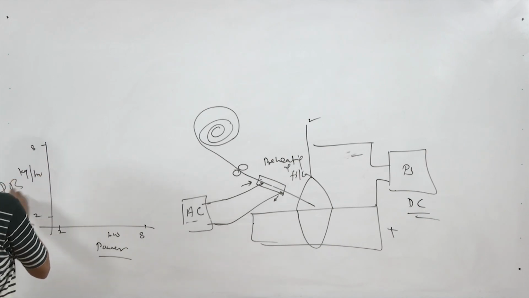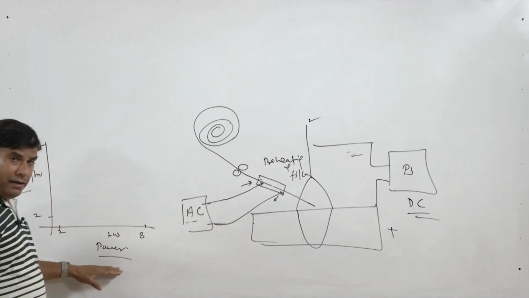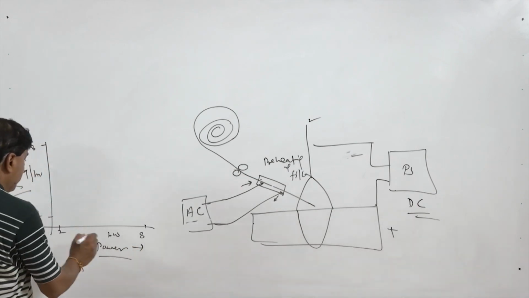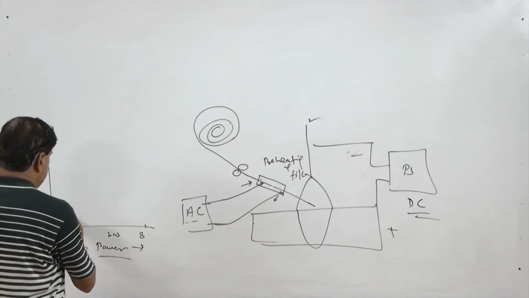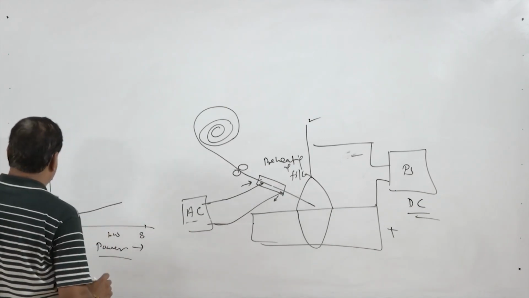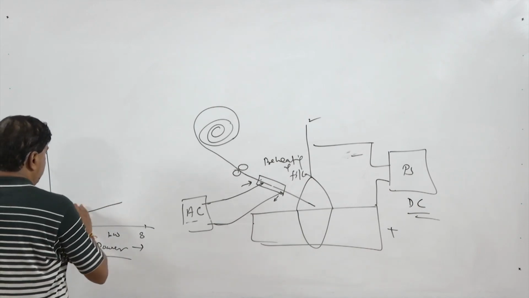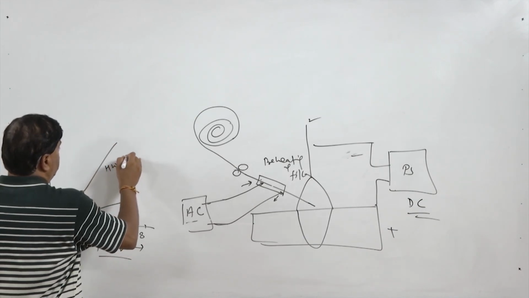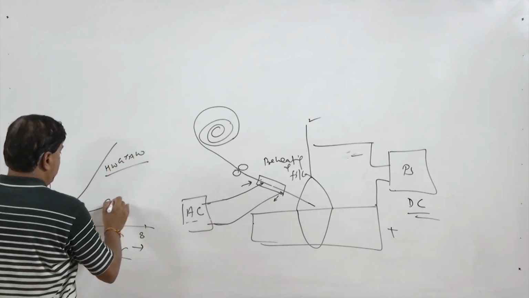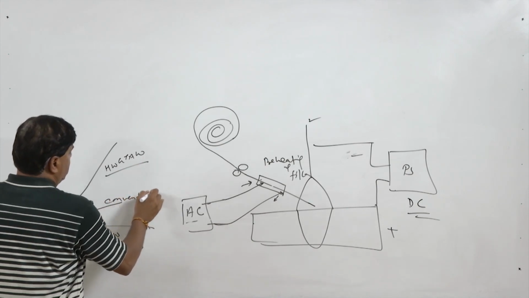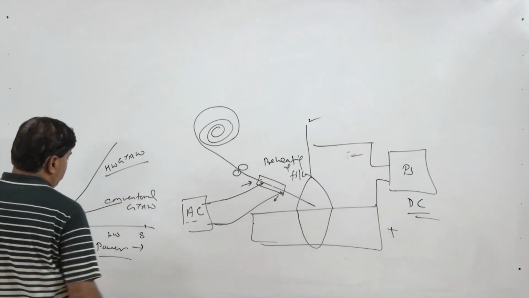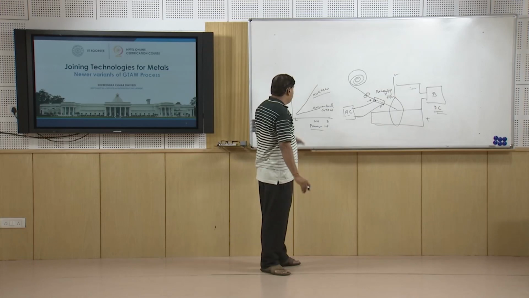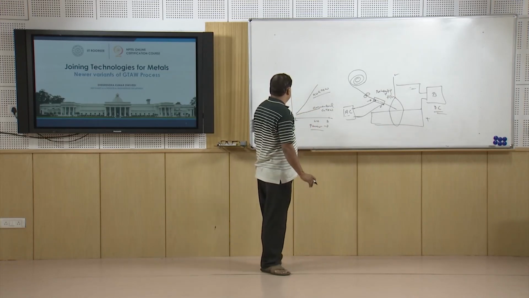So, here we have deposition rate in the y axis, and in the x axis the power of the GTAW arc. If the power of the GTAW arc is increased, the melting rate increases marginally in the conventional GTAW process, while in the hot wire GTAW process there is a significant increase in the melting rate, like say 8 to 10 kg per hour, with the increase in the power of arc.